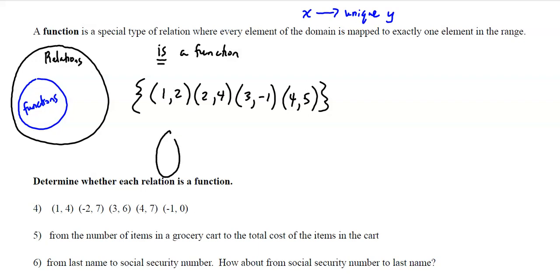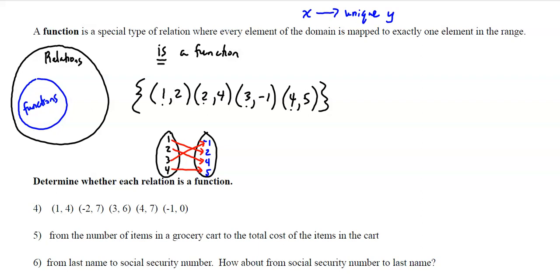So if I look at it like our example from before, and I put all of our x values, our domains, 1, 2, 3, and 4, they all go to exclusively their own value over here in the range. So over here I have a -1, I have a 2, I have a 4, and I have a 5. And when you connect them up, 1 goes to 2, 2 goes to 4, 3 goes to -1, and 4 goes to 5. Everybody has their own unique pair.